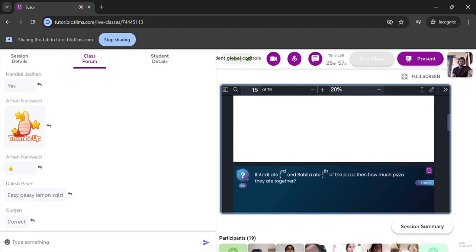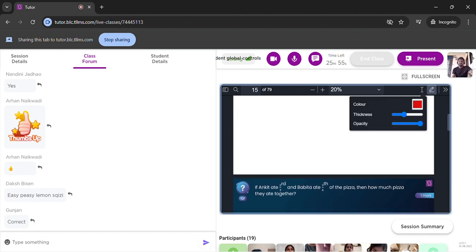Simply you have to do the sum of both rational numbers. 2/3 means 2 divided by 3, and the other one, 3/4, means 3 divided by 4. And now you have to do the sum.